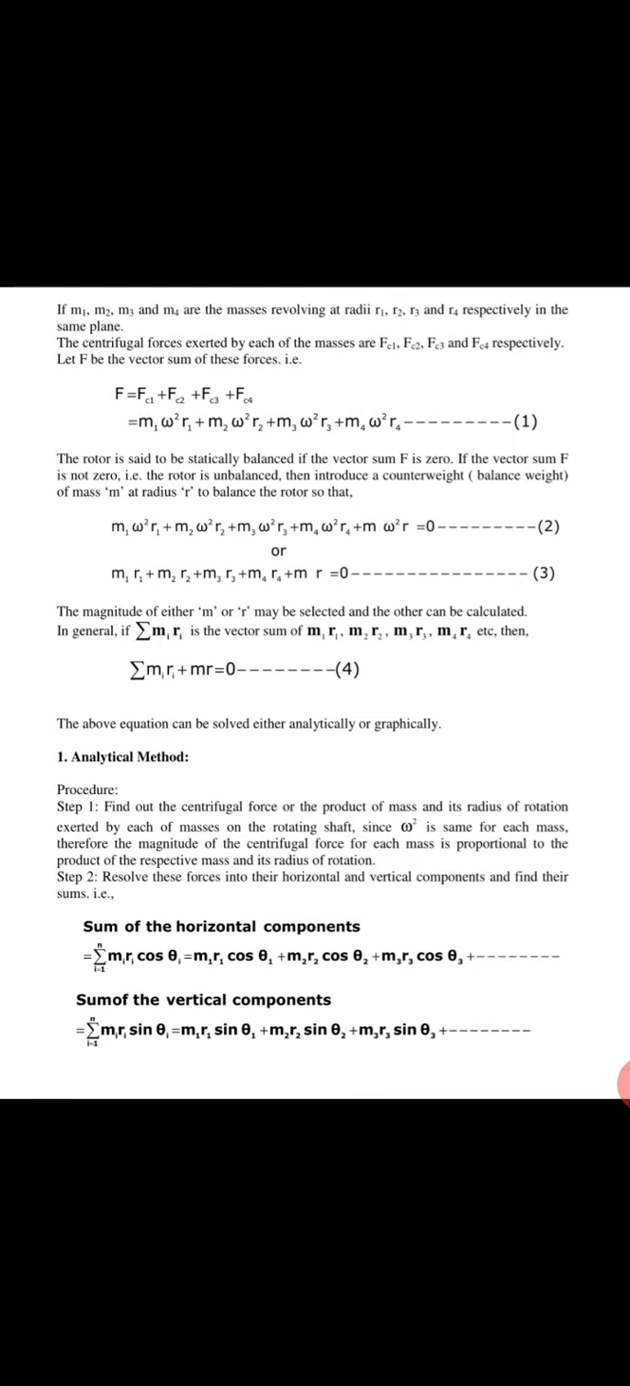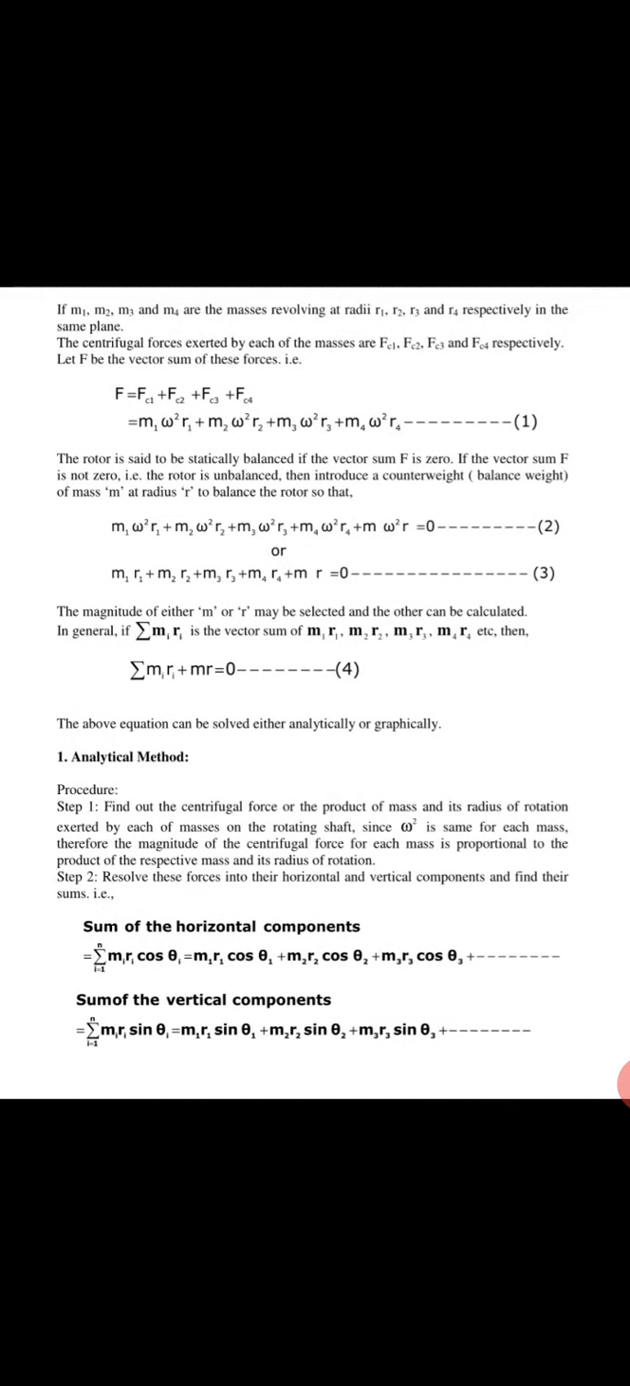Now that is the analytical way. Now we can solve. There are 2 ways here, analytical and graphical. Now the analytical way. First we need to find the vector sum of horizontal and vertical components. So first find the centrifugal force of mass and radius. First resolve these forces into vertical and horizontal components. Find their sums. How to find the sums?